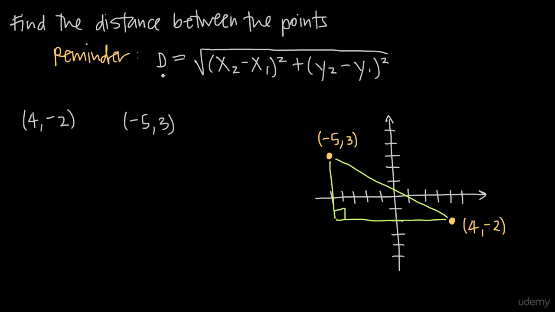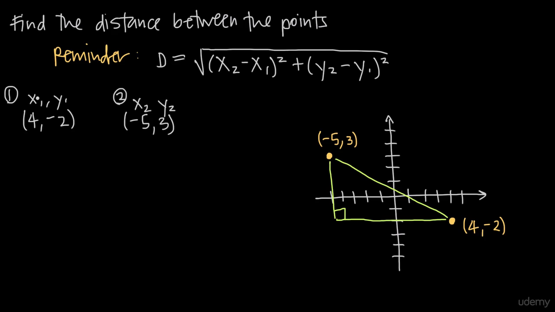So if we want to find the distance between two coordinate points, all we have to do is say this point, for example, (4, negative 2), is going to be point number 1, and so we're going to call this x sub 1 and y sub 1, and then this is going to be point number 2, so we're going to call this x sub 2 and y sub 2. It doesn't matter which point you pick as point number 1 and which you pick as point number 2, you just have to make sure that within a coordinate point you do x sub 1 and y sub 1, and for the other one you do x sub 2 and y sub 2.